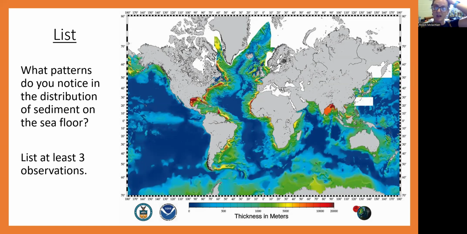So, for example, don't just say there's different amounts of sediment in different places, right? Which places have the most? Is there some sort of latitudinal difference, longitudinal difference, different types of coastlines having different amounts, right? Be very specific in your answers. But pause me for a while, spend some time with this map, answer that question, then continue on.